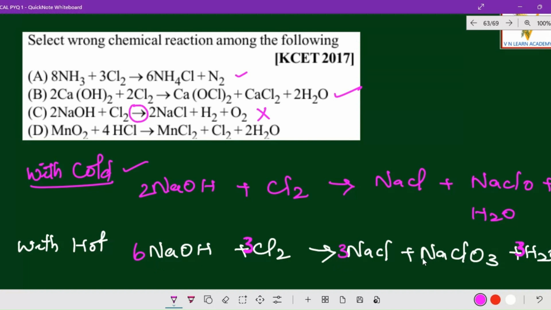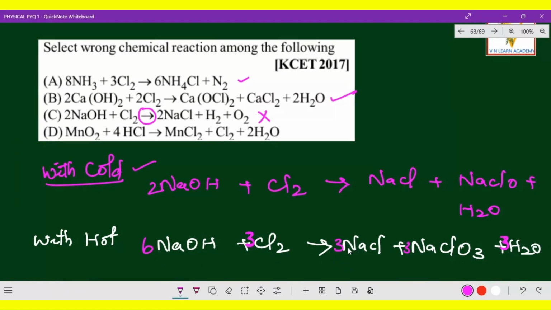So here 3 oxygen plus here 3 oxygen, 6 oxygen. And hydrogen, here 6 hydrogen, 3 2s are 6 hydrogen. And chlorine, it is 6 chlorine, here 3 plus here 3, yes, 6 chlorine. Yes, it's balanced. So with the hot condition, you will get oxychlorate, NaClO3. With that cold condition, NaClO. Now you see the difference.